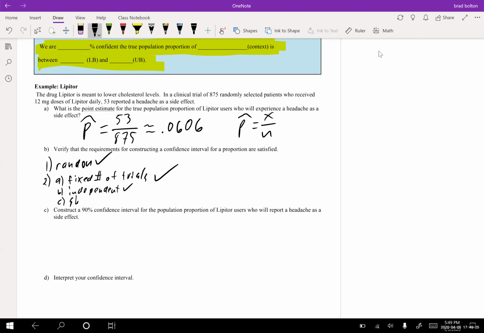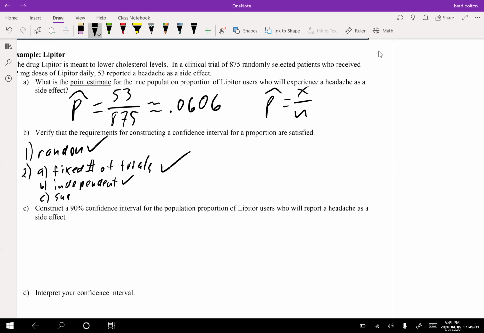Yes. In this case, let me erase this for you guys a little bit. Success equals headache, and failure is no headache. Now, again, I don't want you guys to think of success and failure as positive and negative things. It just means, for this problem, if you have a headache as a side effect, that was considered a success in this study. And then we have, let's see, I'm running out of room.